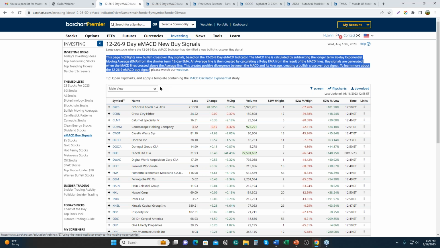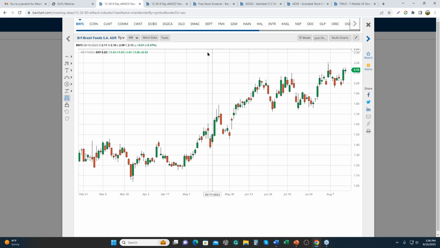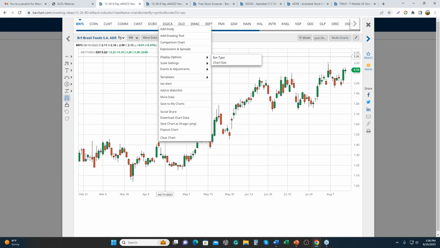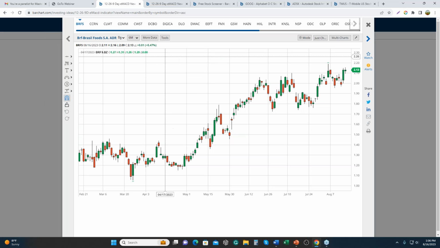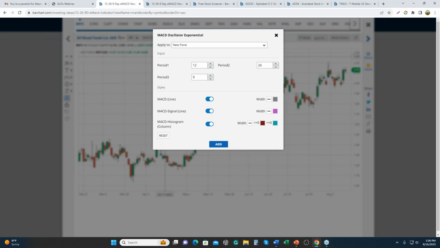I'm going to take this little trader's advice right here. It says, here's a tip: open flip charts and apply the template containing the MACD oscillator exponential. So that's what I'm going to do here. I'm going to go to flip charts, right click, and there's studies. I'm going to drag this down until I find the MACD oscillator exponential, not the regular one, and I'm going to click on that.